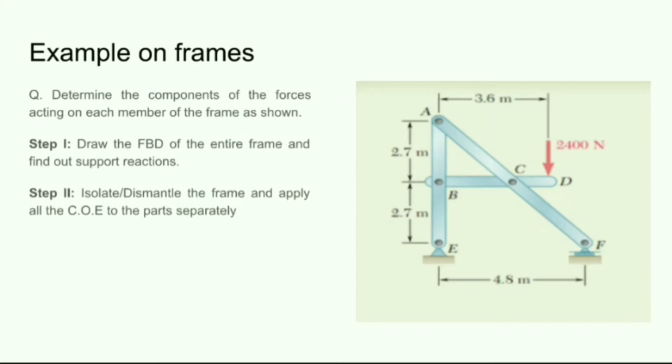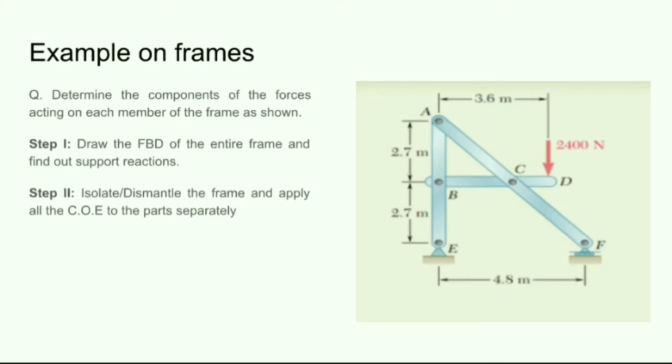Determine the components of the forces acting on each member of the frame as shown. There is an A-shaped frame, and we can observe that at support E there is a hinge support provided, and at support F there is a roller support provided, and there is only one single force, 2400 Newton, acting on the member BCD.